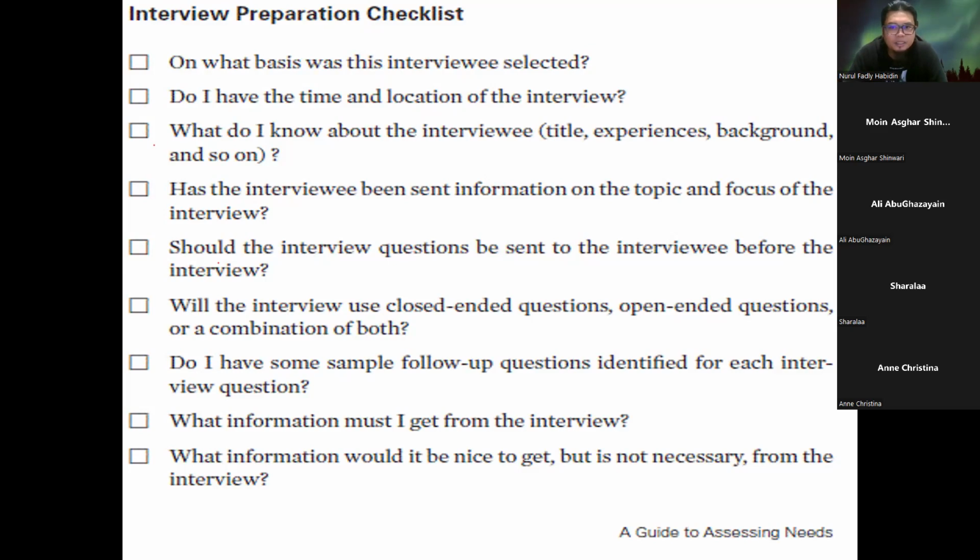Next, the interviewee should be sent information on the topic and focus of the interview. If you have a structured question, you can send it earlier so the participant can be ready and can answer your question with good knowledge. Sometimes they take time to understand your question, so if you send it early, the participant can also ask about your question to get more understanding.